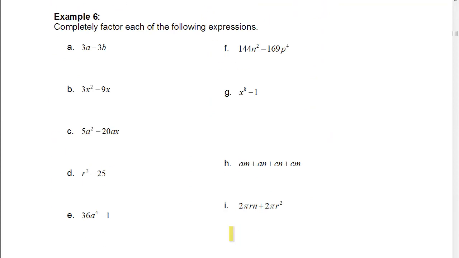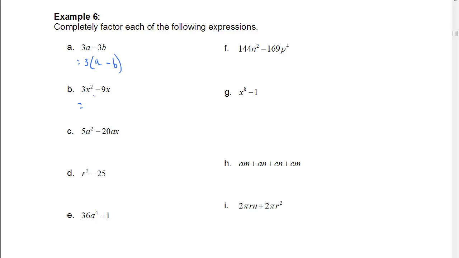In example 6, we're asked to completely factor. So we want to first take out common factors, and then factor any other way we can. So for 3a minus 3b, we have 3 in both. If we divide 3a by 3, we're just left with a. Minus 3b divided by 3 is just b. And so that's fully factored.